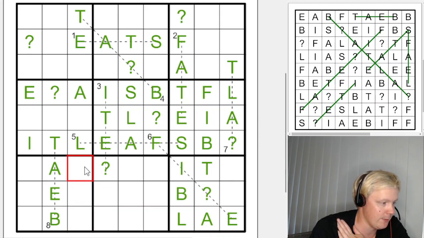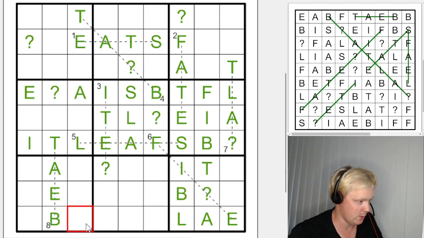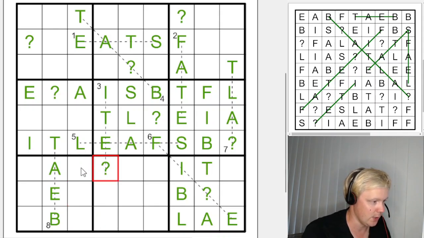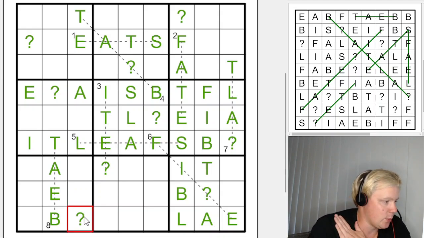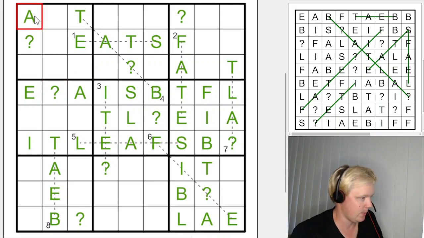It's a king's move away from these 2, so the only place for it to be, I guess another way to look at it was to see that there's another question mark that blocks this. Either way, this is the only place for the question mark. Now let's look at A's in this box. We have an A here that blocks this, and we have an A here that blocks these. So A only can go here.